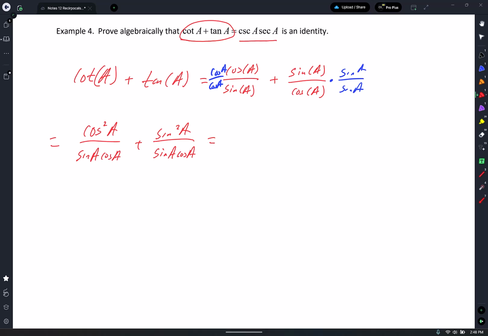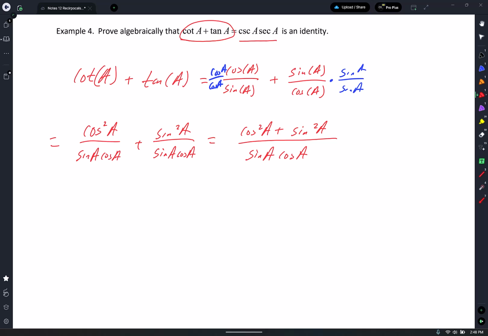My denominator is the same, so I can just write one fraction. Cosine squared A plus sine squared A all over sine A cosine A. The bottom is the product. The top is a sum. Nothing cancels. Are we still okay? Okay.